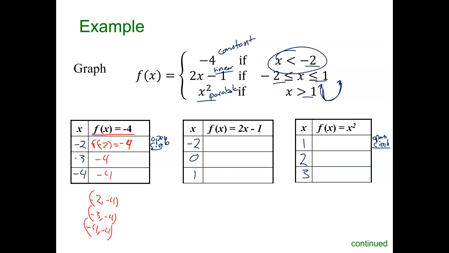What type of line is this? If I just have -4, -4, -4, -4, -4, horizontal. Okay, remember that's what a constant function is. It's a horizontal line. Y is always the same thing. Now we're going into our linear equation.